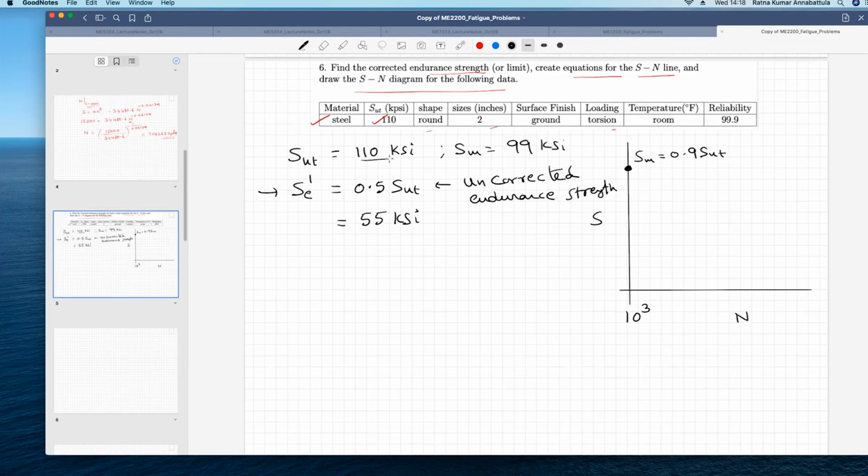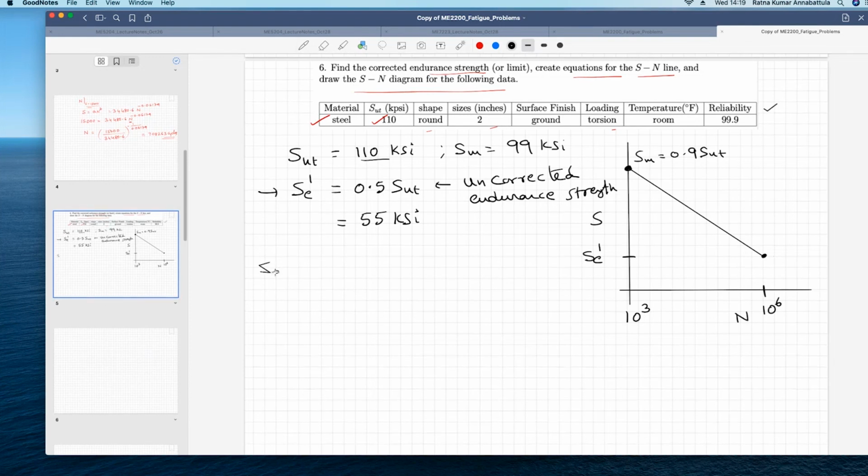Okay, so you got your SE dash. Let us say this is 10 power 6 cycles. Normally, if it is uncorrected endurance strength, you will mark this as my SE dash, then corresponding to this, this will be your point, and you would have constructed your SN diagram like that. That would have been your line, and based on these 2 points, you will find out A and B. But now we are required to construct an SN diagram for corrected endurance strength, because there are some correction factors involved.